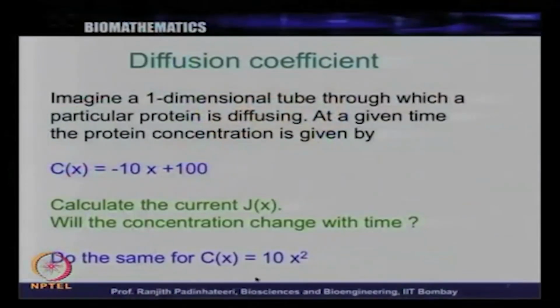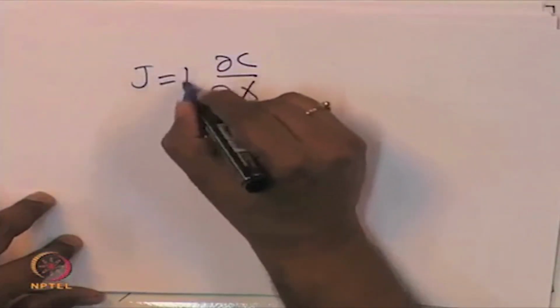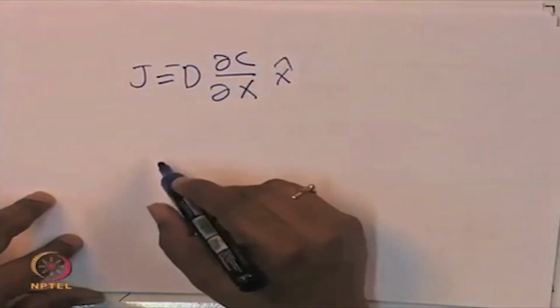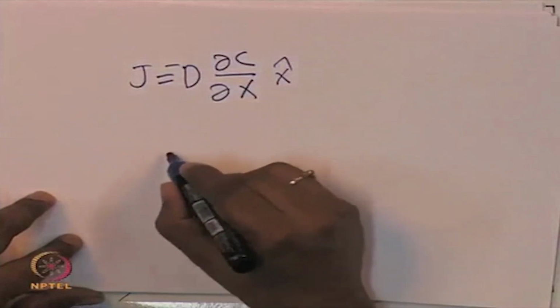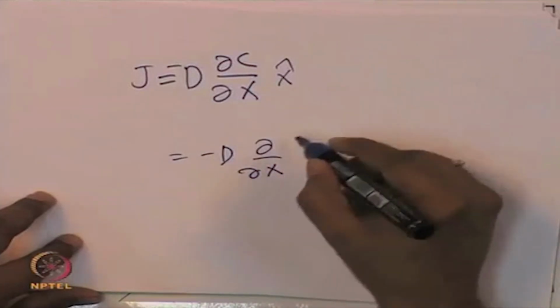Now the next question, which you can see here at the bottom: do the same for C of x equal to 10 x square. Calculate the current and calculate the change in concentration for 10 x square. So, let us do this. The current we saw is J x cap equal to minus D del C by del x. So, if you do this, minus D del by del x of C, which is basically 10 x square.